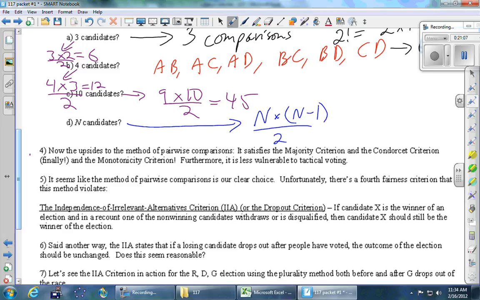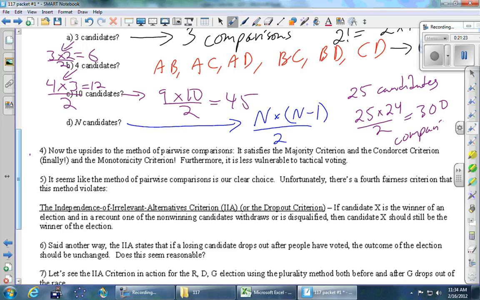So did we find 300? 300 is good. So if we have 25 candidates, then we use Ashley's formula modified with that division by two. 300 comparisons. 300 different comparisons in this room. Do you buy it? It's hard to see, but do you see it?